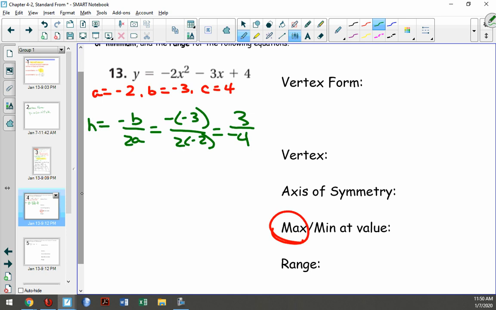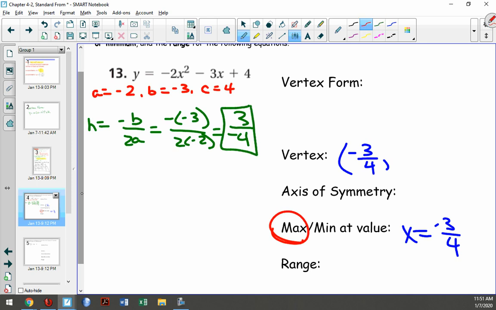Now watch. I'm going to come over here, and where it says vertex, I'm going to start to write negative 3 over 4. What else can I do over here? As soon as you find h, what else do you have immediately? Your axis of symmetry. Who said axis of symmetry? Stackhouse, good job. So your axis of symmetry is going to be x is equal to negative 3/4. Does that make sense? As soon as you find h, you are able to get your axis of symmetry. Yes? Okay, so now I found h.